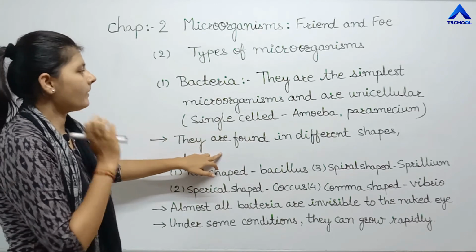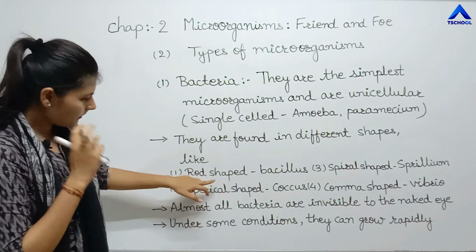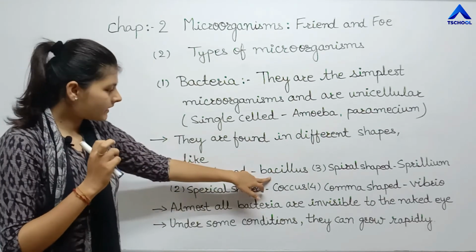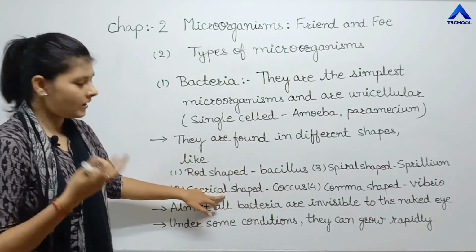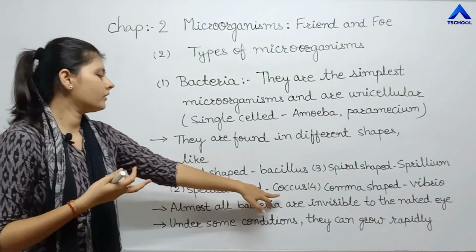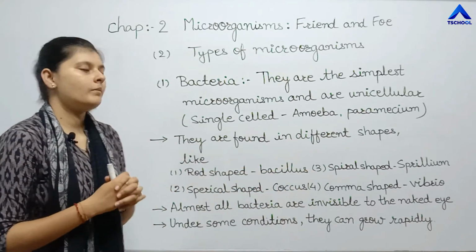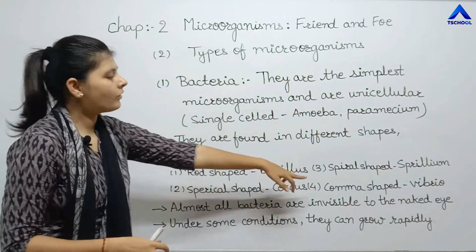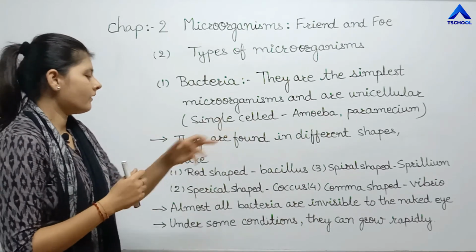Next thing, that bacteria, they are found in different shapes, right. So the first shape is rod shaped. The example of that is bacillus. Number 2, that is a spherical shaped bacteria. The example of it is coccus. Number 3, the spiral shaped bacteria. The example of it is spirillum. Number 4, that is a comma shaped bacteria, and the example of it is vibrio.